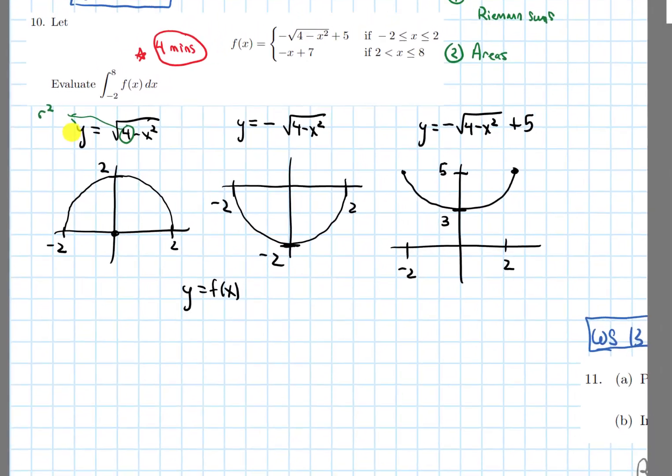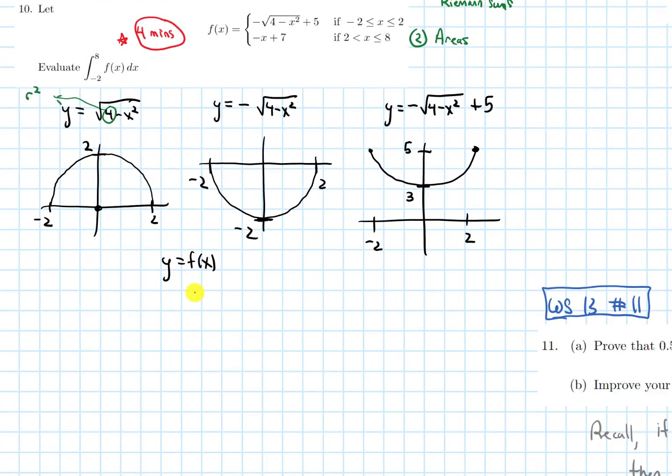So I'm going to zoom it out a little bit. Okay, and I'm going to make some axes, and I'll label negative 2 and positive 2. On the interval from negative 2 to positive 2, our piecewise function is just this semicircle graph. It's this upside down semicircle where the top y value is at 5, and the bottom part of the semicircle reaches 3. And then I shift to this negative x plus 7 graph.